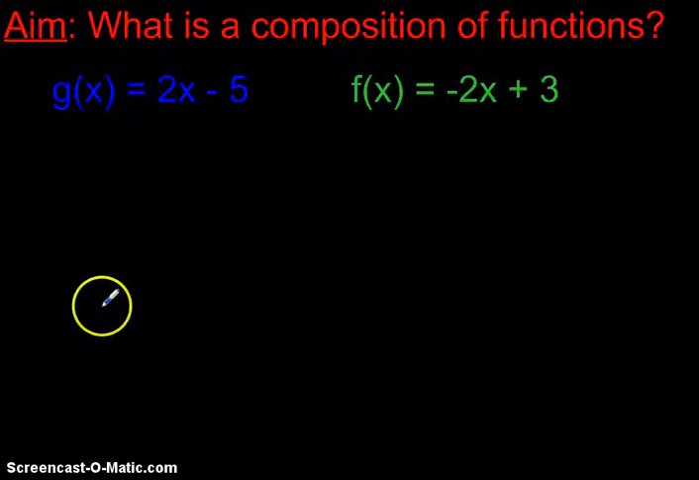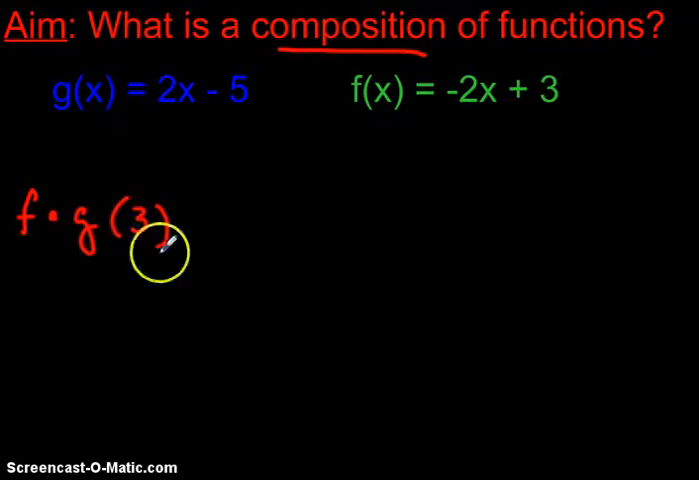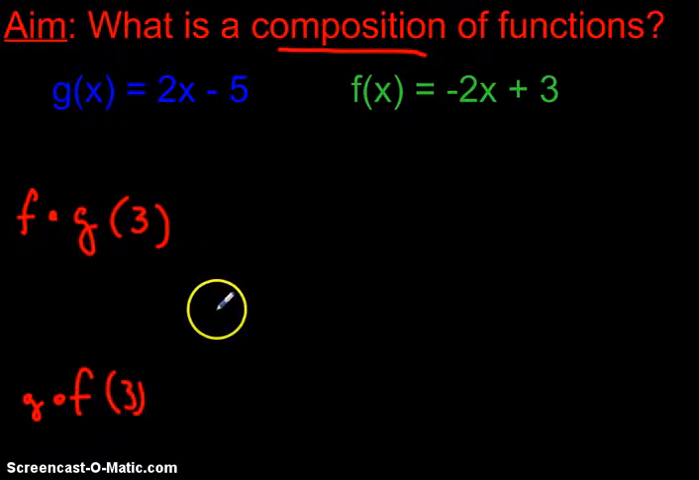So we've already evaluated functions, so let's take a look at what a composition of functions is. Composition means to put things together. So here's one composition of functions, f of g of 3, and g of f of 3. I don't want to write the word "of", so this little circle symbol means "of". These are two different compositions of functions.